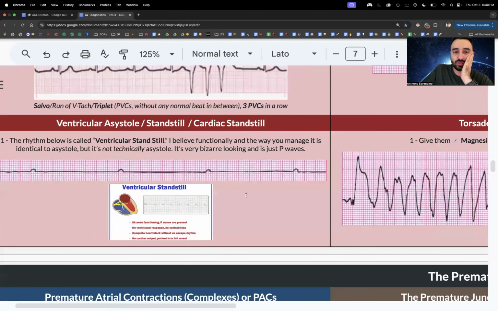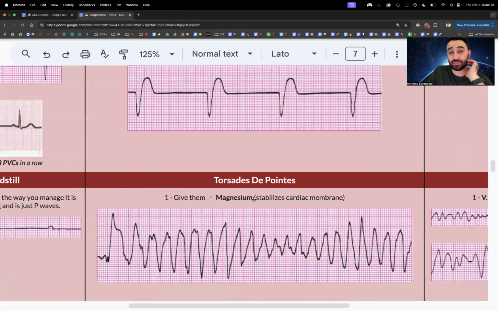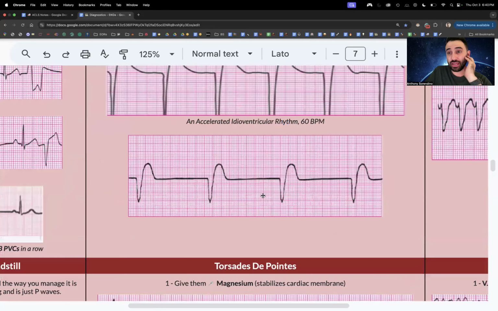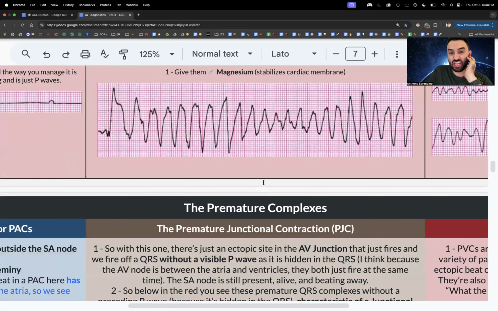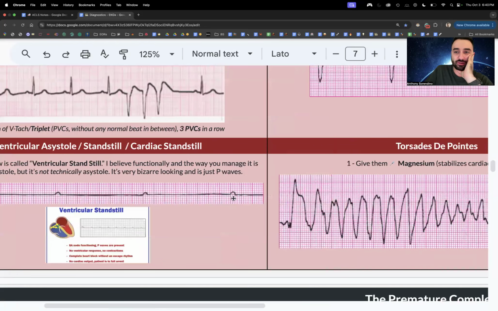This is a really weird one. It's called ventricular standstill. It's just P waves. So the SA node is functioning, but everything else is broken. It's basically the opposite of the ventricular escape rhythm, where it's just the ventricles. This is just P waves. So pretty crazy, this ventricular standstill.